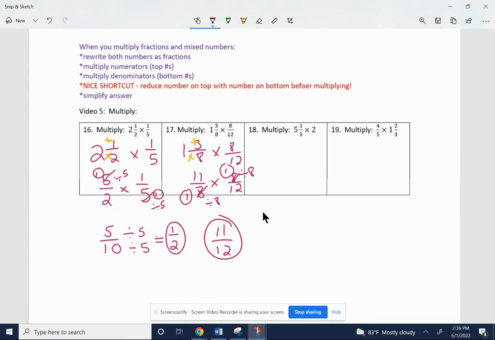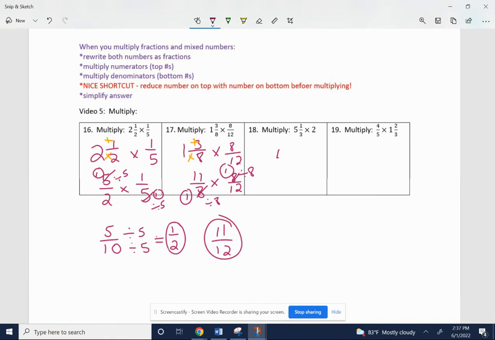Okay, what do you think? I mean, I could have taken 11 times 8 and 8 times 12, and I could have reduced it. It would have been a big old mess. I still would have gotten 11/12. Okay, play around with that if you think that could help you. Why don't you try 18 and 19, or at least your second two problems, with a paused video, and then come back to it and see if you got these right.